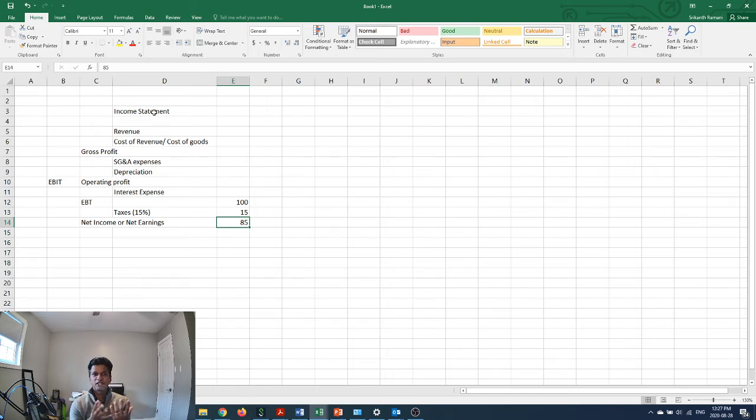And out of these $85 million, it could reinvest, it could keep the cash within the firm, or in some scenarios, if it has enough cash, it could return a portion of that income back to shareholders in some sort of dividends. In this scenario, let's say it paid $50 million as dividends.